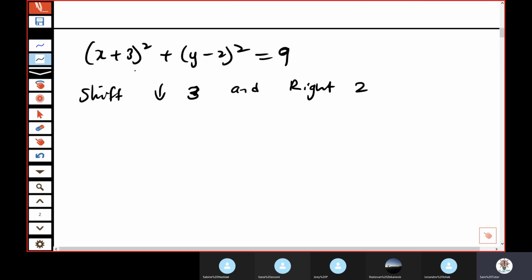You know what most people write, yeah? They just go, shift it down 3. So instead of it being a plus 3, instead of it being minus 2 for y values, they're going to shift it down. Don't do that. Don't risk anything yet.